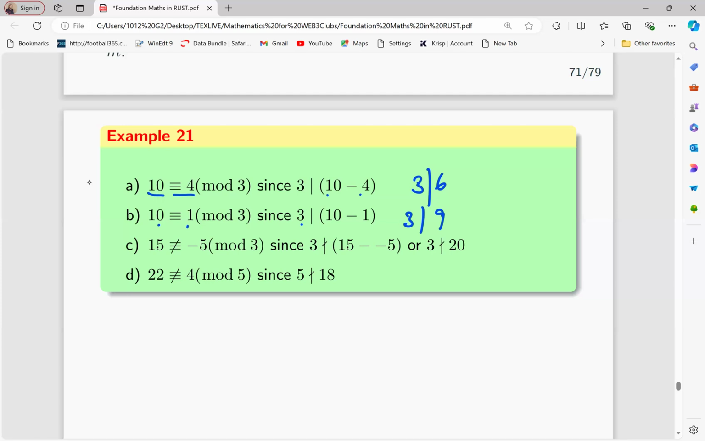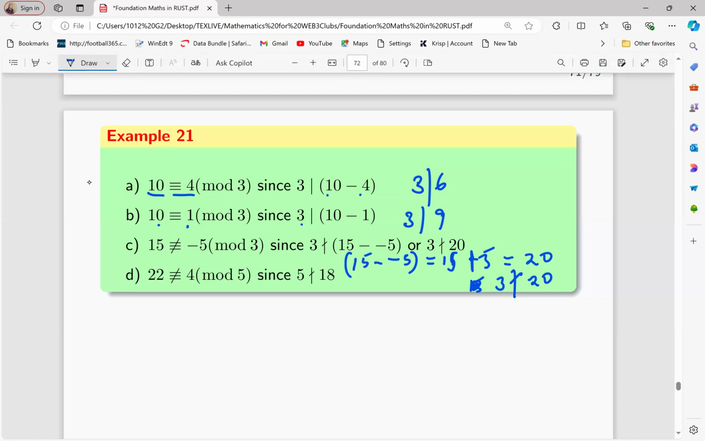What about this other one? I've said that 15 is not congruent to negative 5 mod 3. Let's see if that is true. We take 15 and subtract negative 5 from it. What you get here is 15 plus 5, because minus and minus will be positive. That is 20. And it's true that 3 cannot divide 20, because there will be a remainder.